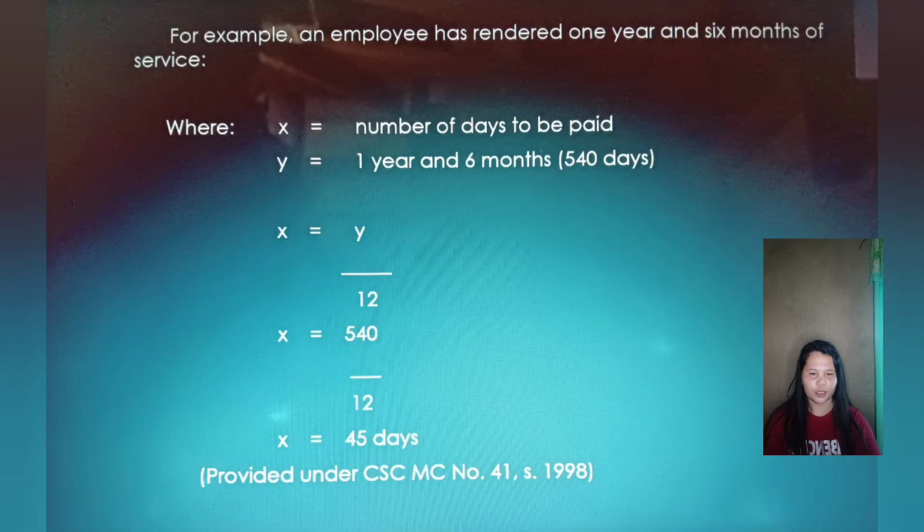So here's the example: an employee has rendered 1 year and 6 months of service. Again, x is the number of days to be paid, then y is 1 year and 6 months, or equivalent to 540 days. So x is equal to y over 12. X is equal to 540 days, because it is given that 1 year and 6 months of service is 540 days, divided by 12, so 45 days of maternity leave. This is provided under CSCMC number 41, series of 1998.